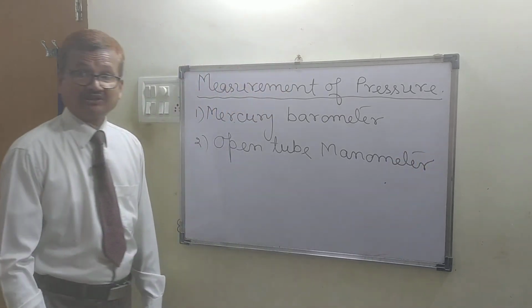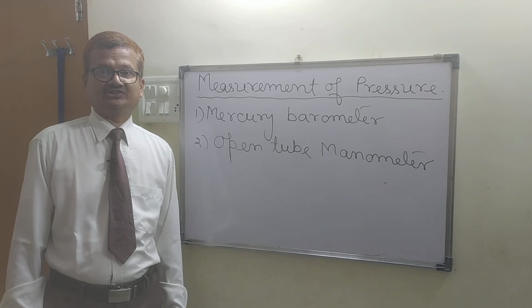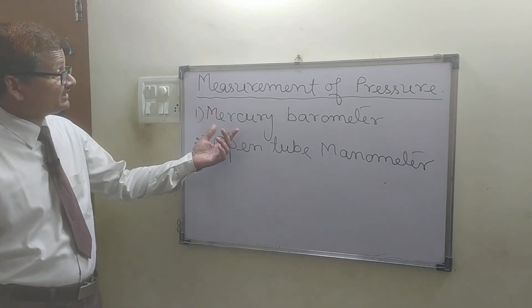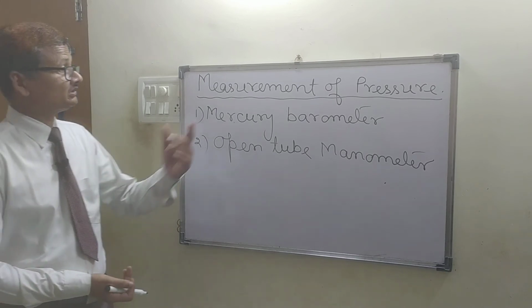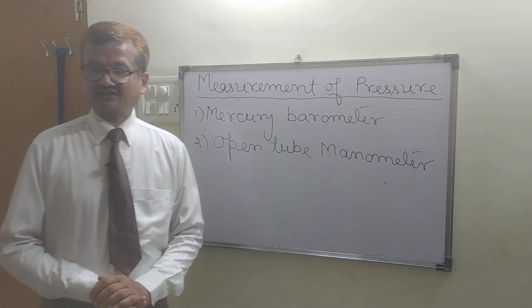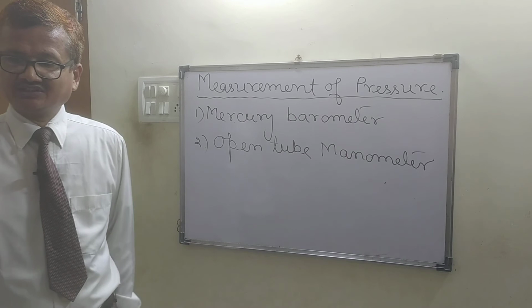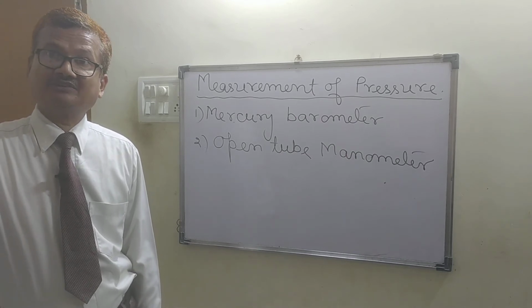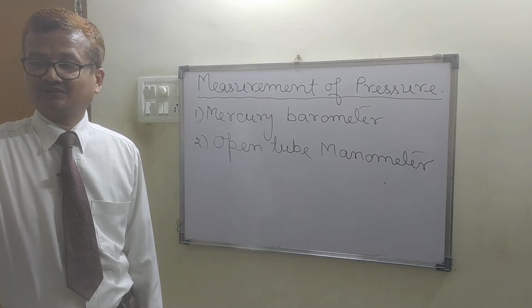What is the mercury barometer? An instrument that measures the atmospheric pressure is called a barometer. And what is a manometer? Manometer means the instrument, such as a pressure gauge, for measuring the pressure of gas and vapor.